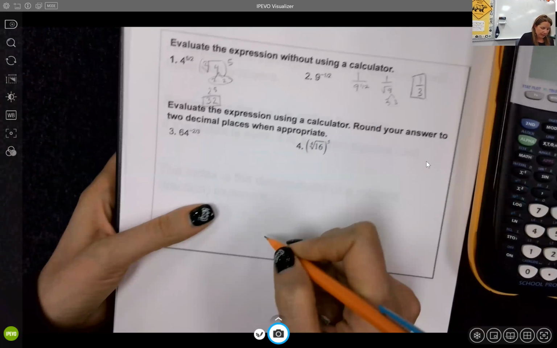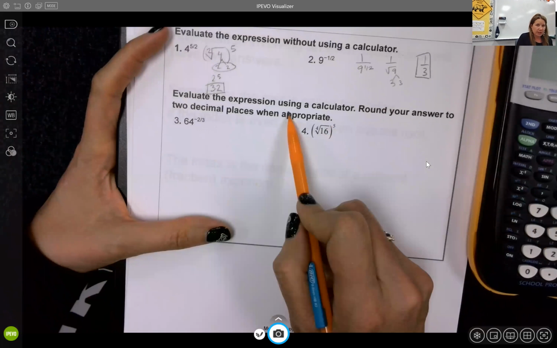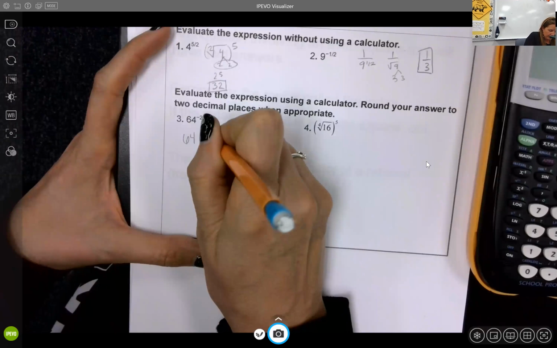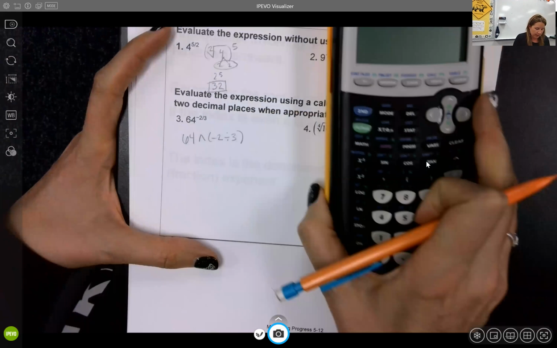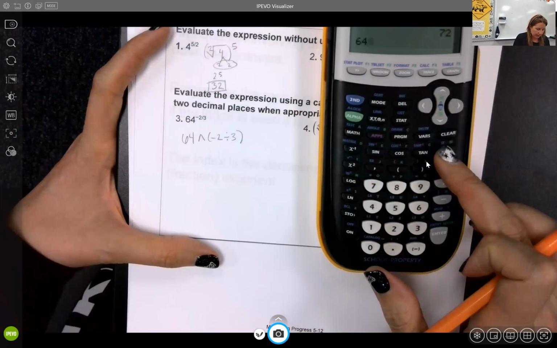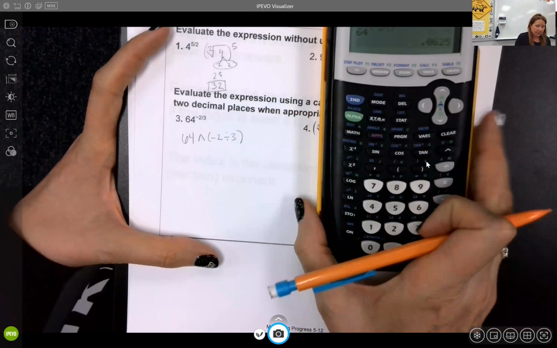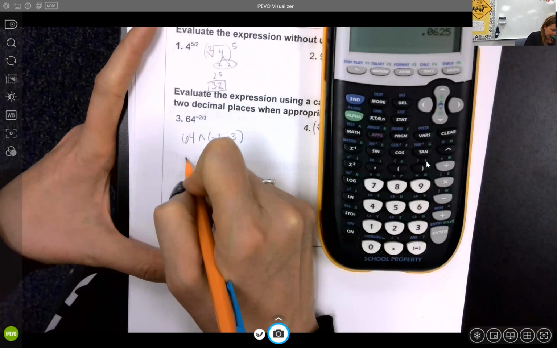Okay, here we're putting it in our calculator, so it just says evaluate the expression using a calculator. So 64 caret negative 2 divided by 3. That's how you enter that in the calculator, okay? So 64 caret negative 2 divided by 3, close the parentheses, enter. So round to 2 decimal places would be 0.06.